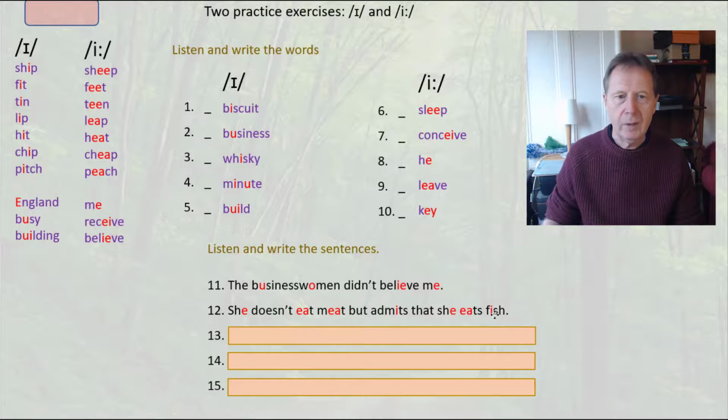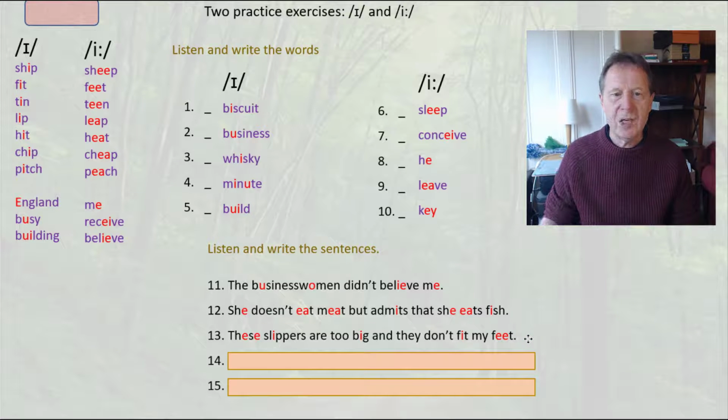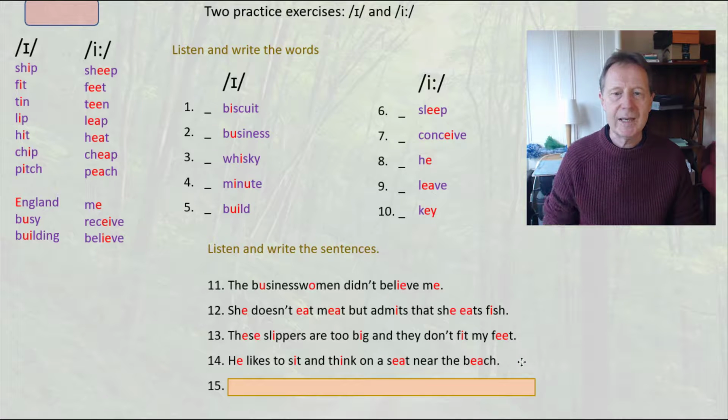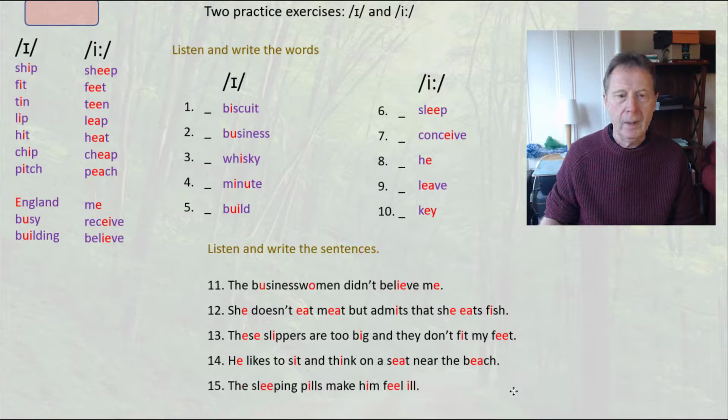Number 12, she doesn't eat meat but admits that she eats fish. Number 13, these slippers are too big and they don't fit my feet. Number 14, he likes to sit and think on a seat near the beach. Number 15, the sleeping pills make him feel ill. So those are the answers.